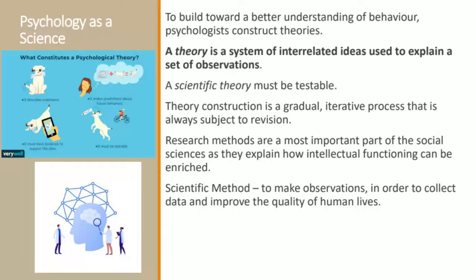And research methods are a most important part of the social sciences, and that's all the social sciences, as they explain how intellectual functioning can be enriched, because ultimately that's one of our goals as well. It's all of this intellectual knowledge that flows into the discipline of psychology. And we do use a scientific method. It is a science. So we use a scientific method, which we will come to now, to make observations, to collect data, to ultimately improve the quality of human lives, because that's what we want to do. And that is why psychology is a science, and how we build the discipline to make people's lives better.